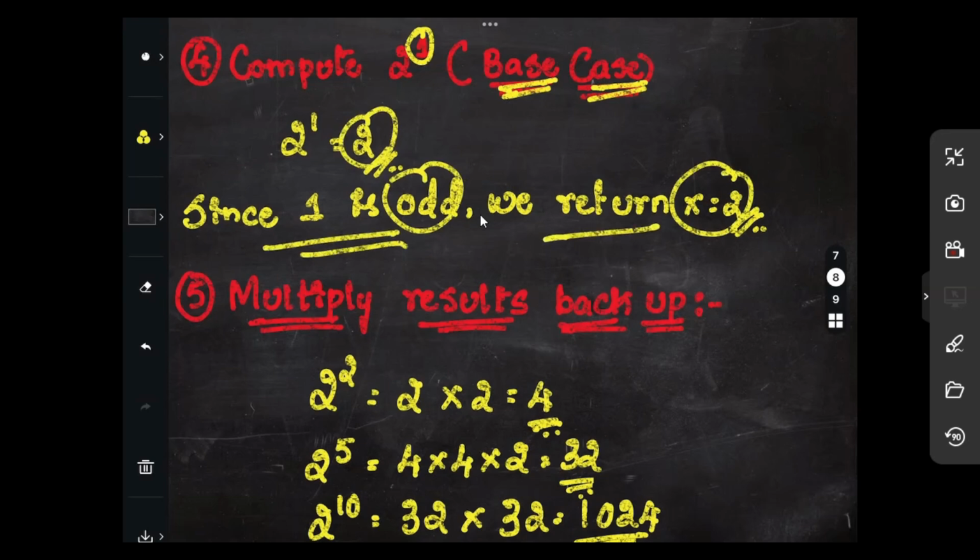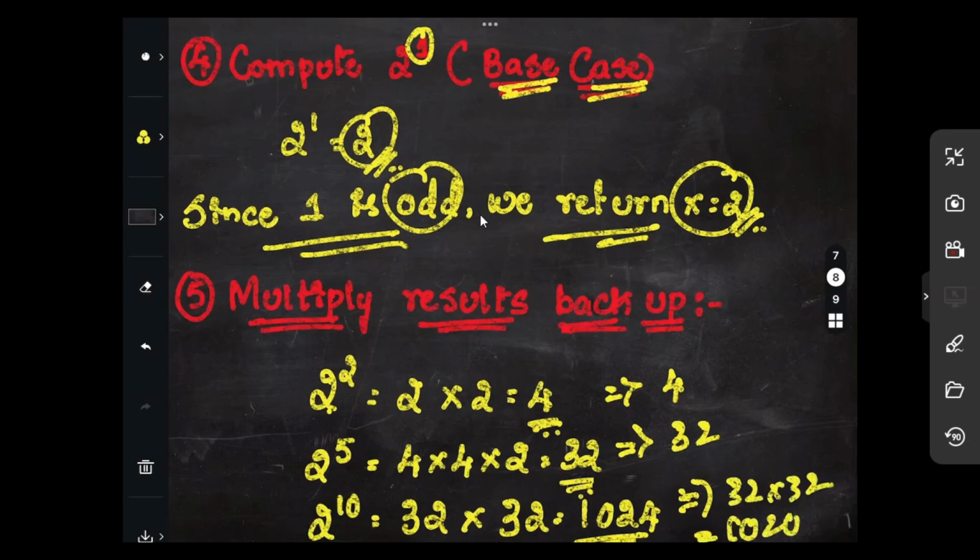Since 1 is odd here, we will return x equals 2 in this case. So let's multiply results back up. Here 2 squared, 2 into 2, is nothing but 4. We know this, 4. 2 to the power of 5, we got 4 into 4 into 2, nothing but 32 in this case. And 2 to the power of 10 will be 32 into 32 here in this case. 32 into 32 will be obviously 1024.